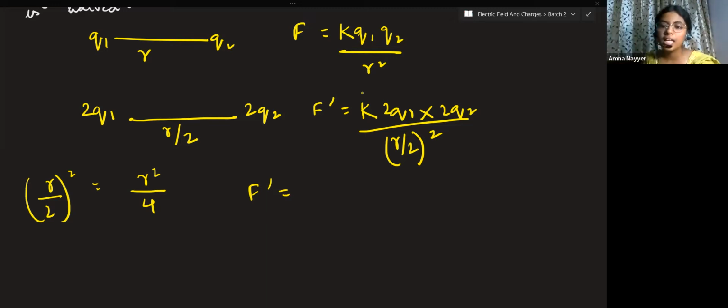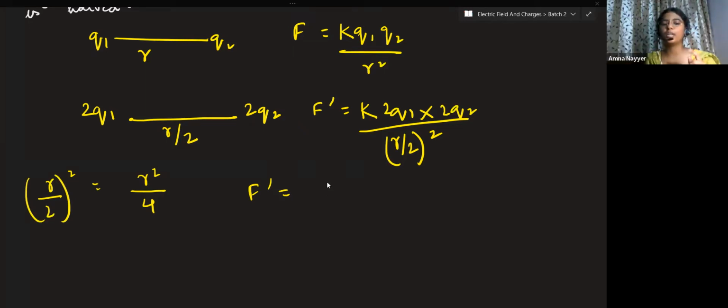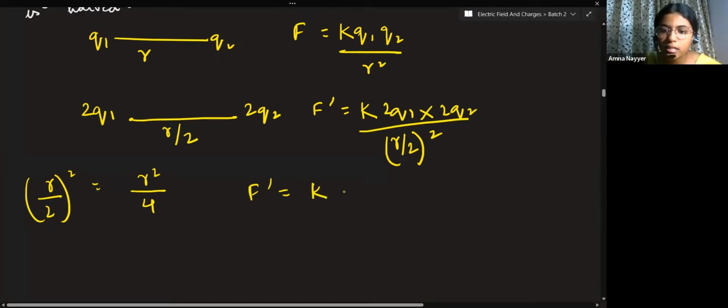See, 1, 2 is here. This makes 4. This 4 will go up. 4 multiplied by 4 will give you 16. So that will be 16f. Kulsum is also right. Hamza, it won't be 4f. You have to take 1 more 2 also. See, all of you who are getting confused. F prime will be, k will be there. Take this q1, take this q2 by r squared. Now see what is left. 2 multiplied by 2 gives you 4. And what was left in the denominator? r squared divided by 4. So 4 will go up only, no?